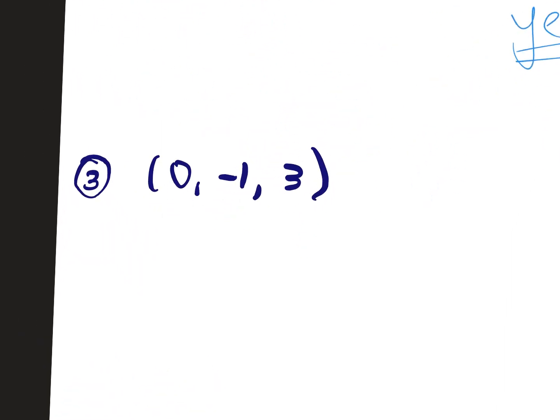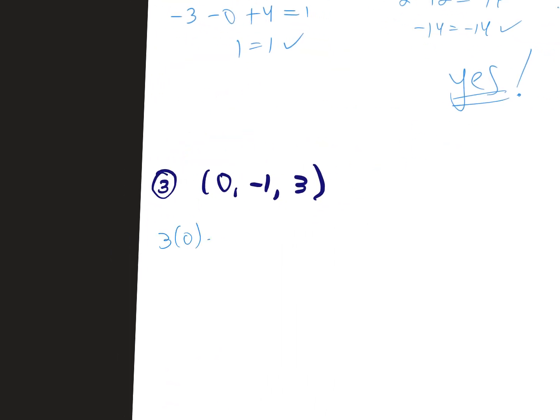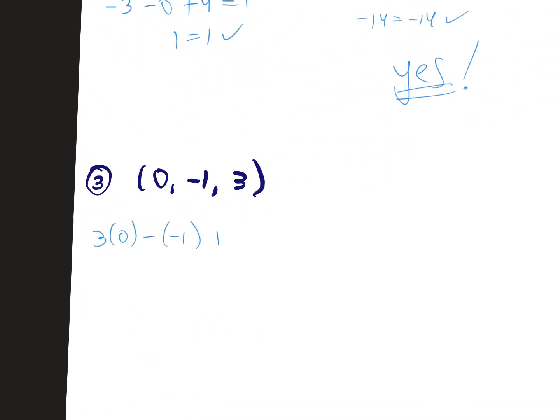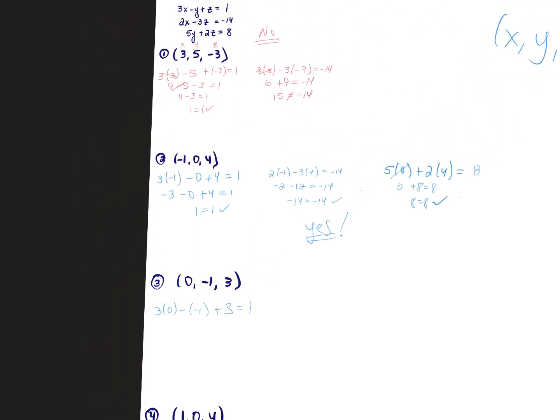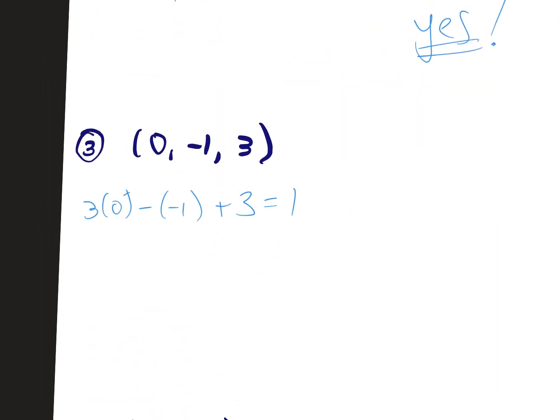Let's look again. What's the equation? 3x minus y. So 3 times 0 minus a negative 1 plus 1. Plus 3, I'm sorry, equals 1. Did I write it right? 3x minus y plus, yeah. So 3 times 0 is 0. What's negative 1? 1. 1 plus 3 equals 1. Does 4 equal 1? No. So what's your answer here? Nope. It's not a solution.